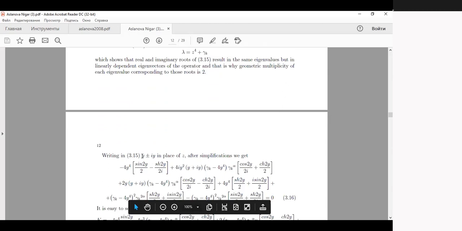When speaking about such kinds of roots, it has such kinds of roots too. Sorry, I have to answer one moment.